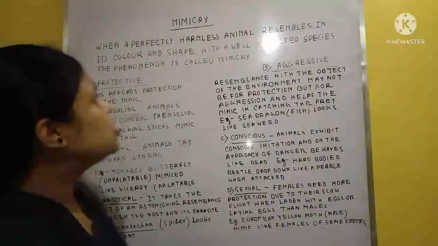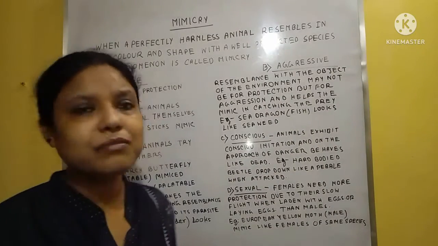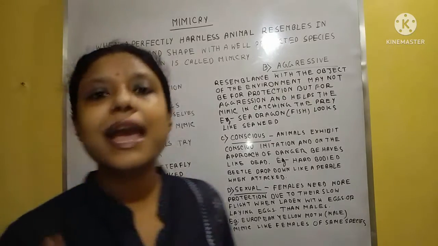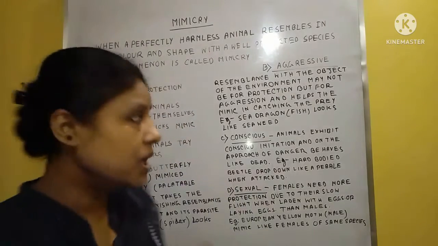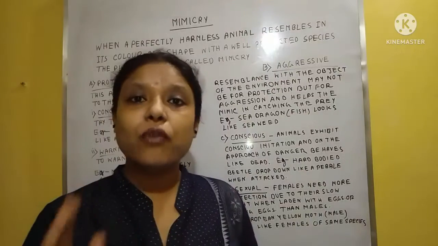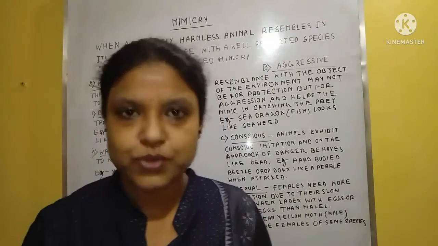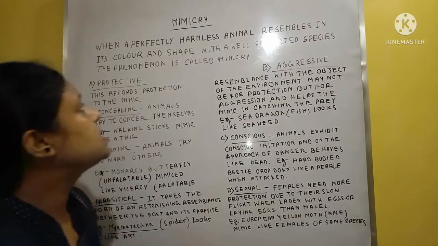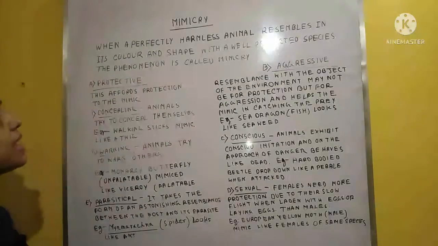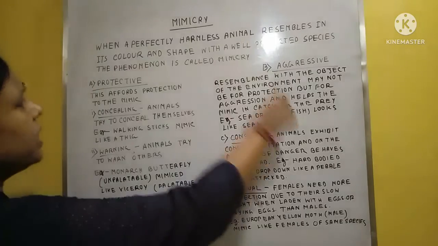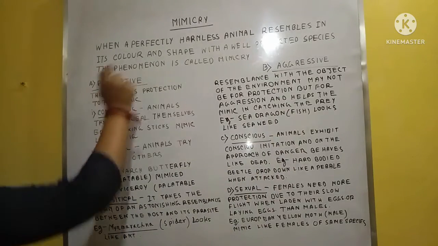Here I mention that animals not only mimic other animals. Some animals, we learn here, follow the shape and color of plants also. Clear? So first, this is the mimicry, and here are the types. The first one is the protective mimicry.